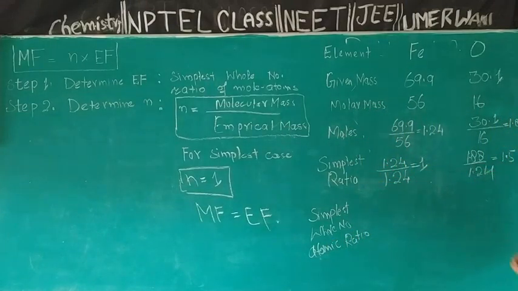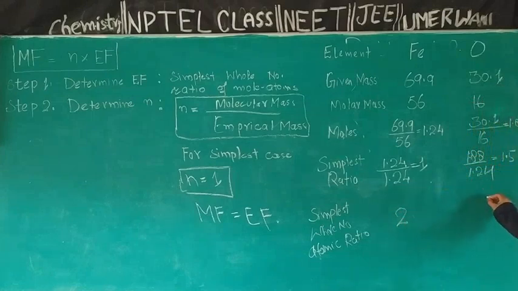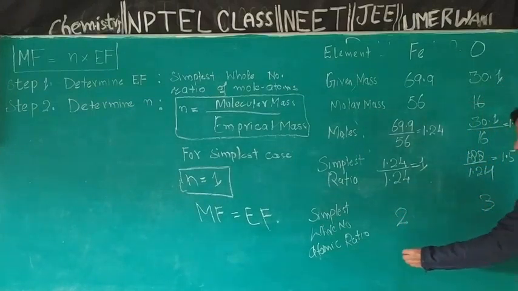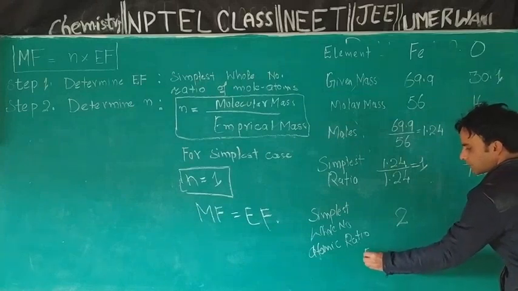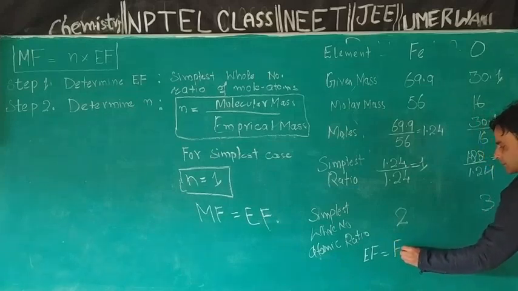For that I will multiply both by some integral value such that both become whole numbers. I will multiply by 2 here: 2 ones are 2, and 1.5 into 2 will become 3. Therefore I am now in a position to write the empirical formula of this compound. I will write the elements in the same sequence as written in the question.